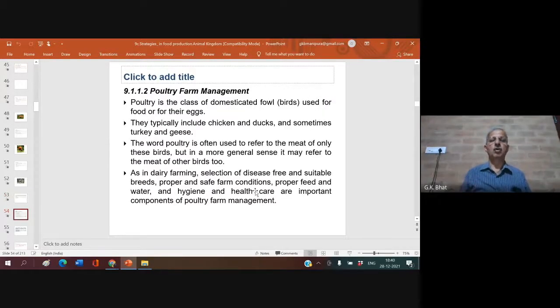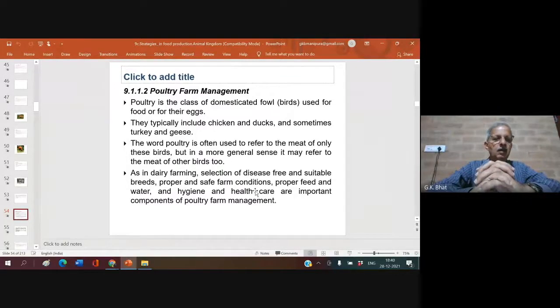So now let us take up poultry farm management. Right? Is it clear? Any doubt anywhere? Anyone? Do you have any doubt? Lohit? Hello? No, sir. Shall we move? Yes, sir. Come on. Yes, sir. Now let us look into poultry farm management.